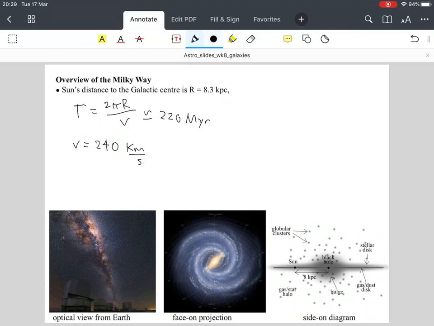Since we think that the Sun is about 4.5 billion years old, that's quite a lot of revolutions already done around the galaxy.